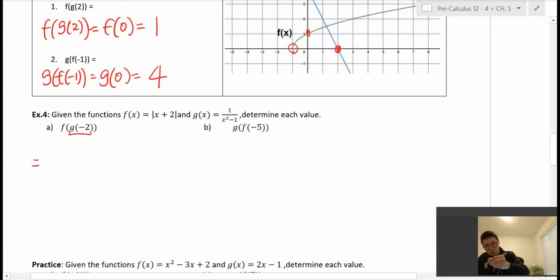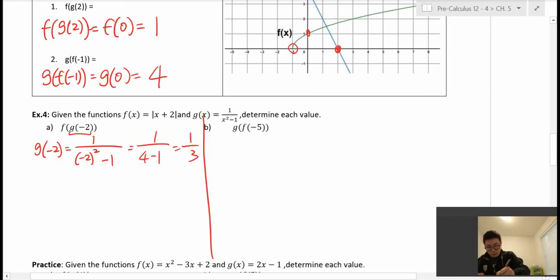So I'm going to do it separately here. I'm going to find g of -2 first. This is going to be 1 over -2 squared minus 1. So this is going to be 1 over 4 minus 1, which is 1/3. So g of -2 is 1 over 3.